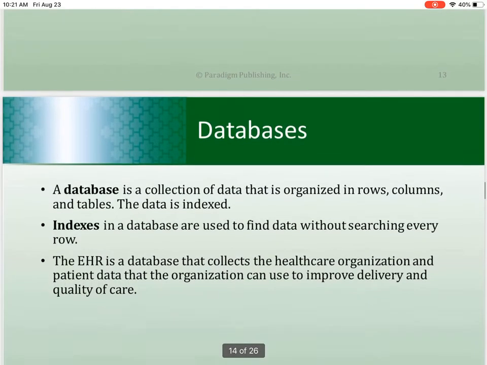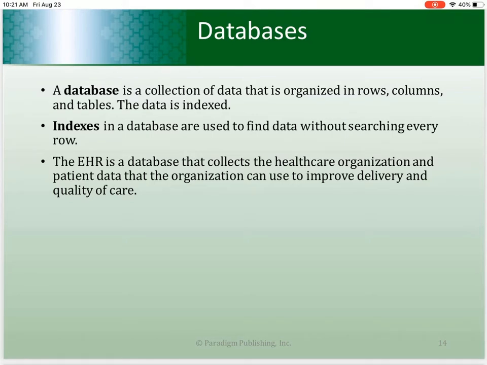All right, moving over to 277, talking about databases and indexes. So a database is a collection of data that is organized into rows, columns, and tables. And if you remember in computers and healthcare, you created a small database in Access. And indexes are a database that's used to find data without searching every row. The data is combined to form information that can be analyzed, managed, and updated. The EHR is a database that collects the healthcare organization and patient data. Healthcare organizations use data from databases to improve delivery and quality of care.